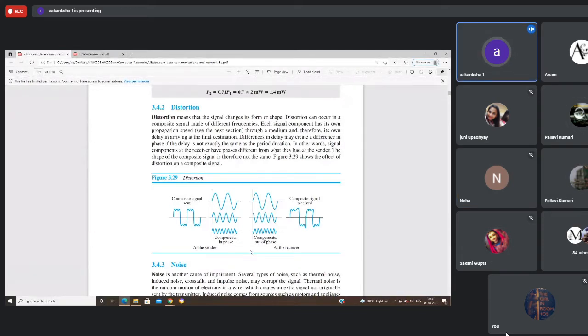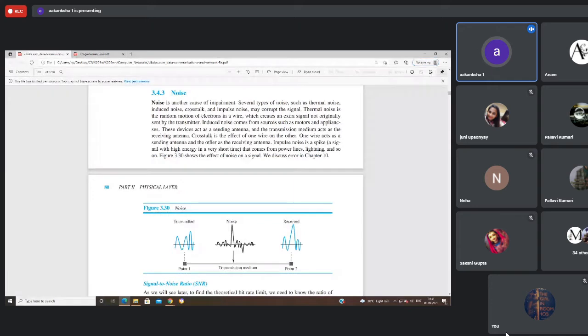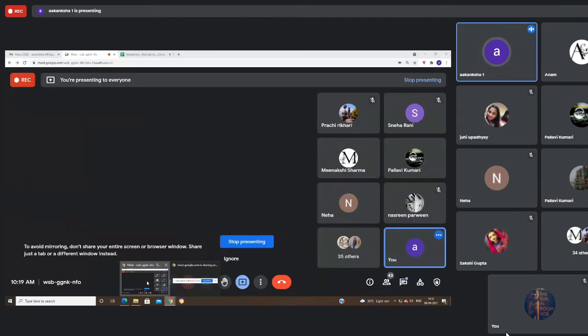Then noise. So this is the third type of impairment that can occur in any electrical or analog signals during the transmission of the signal through the transmission media. So noise is another cause of impairment. Now there can be thermal noise, induced noise, crosstalk and impulse noise, and it may corrupt the signal. Sometimes, not nowadays, but when the normal telephone systems were used, you used to have noise.